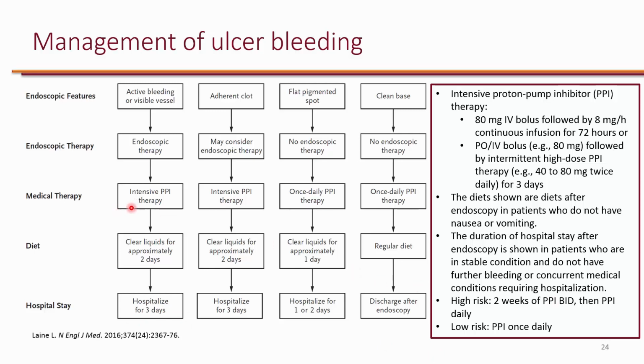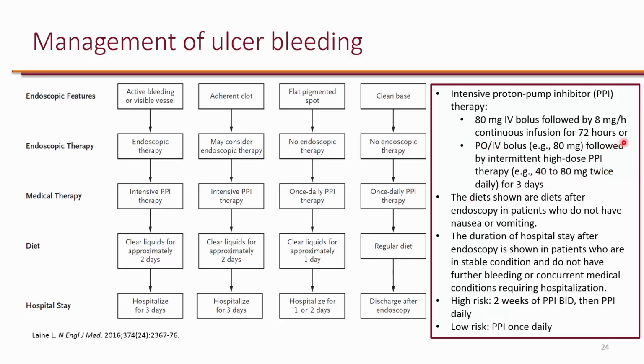Now, what exactly does intensive PPI mean? Based on the latest guideline that we have in North America from 2012, the recommendation was an 80 milligram IV bolus followed by 8 milligram per hour continuous infusion for 72 hours. More recent data suggests that you can also use a PO or IV bolus, such as 80 milligram, followed by intermittent high-dose PPI therapy, such as 40 to 80 milligram twice daily for 3 days.